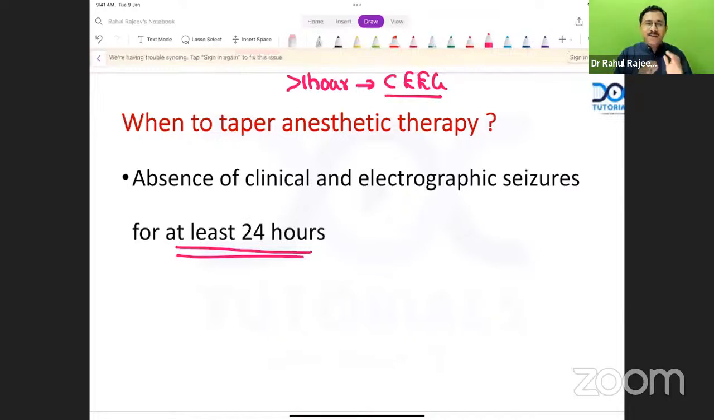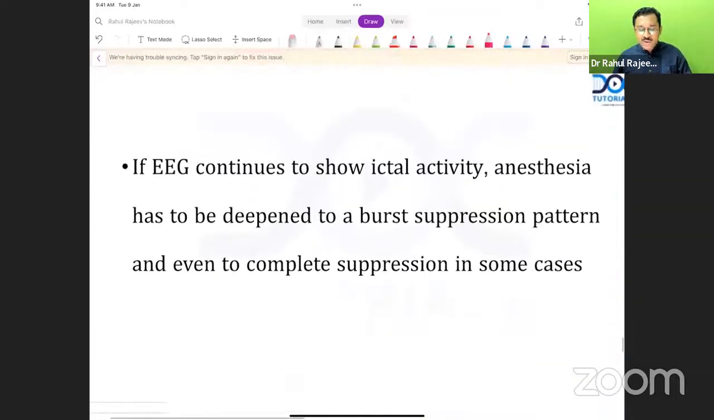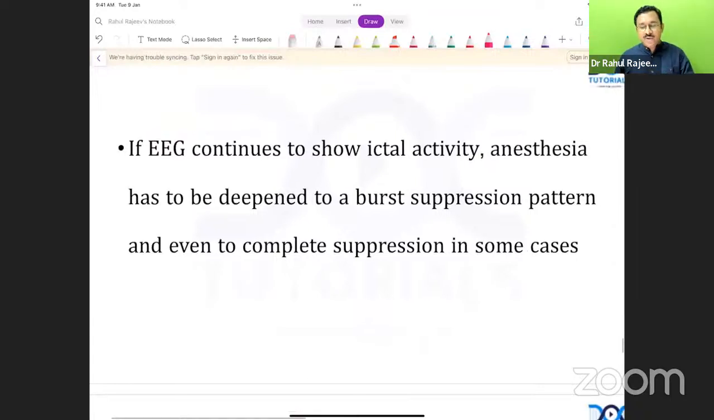But again, do not abruptly stop. You taper it. But sometimes if the seizure recurs on tapering the dose, again you will have to up titrate the drug. Okay. Now, when you give an anesthetic agent, there is how to dose an anesthetic agent.